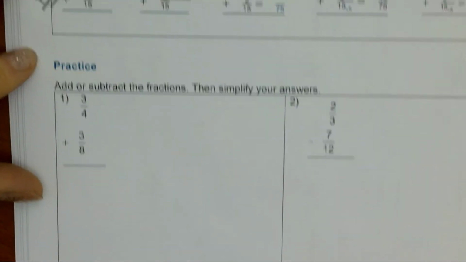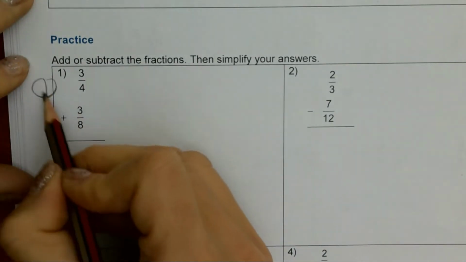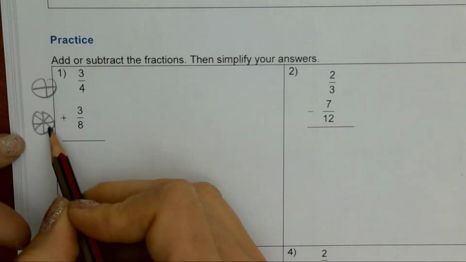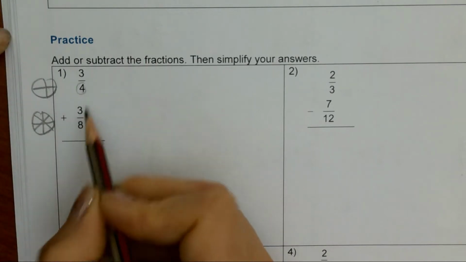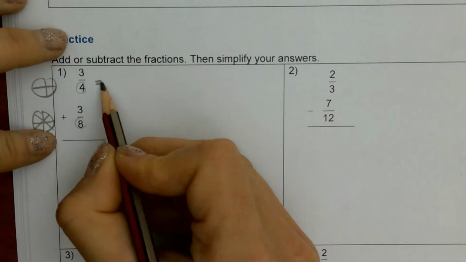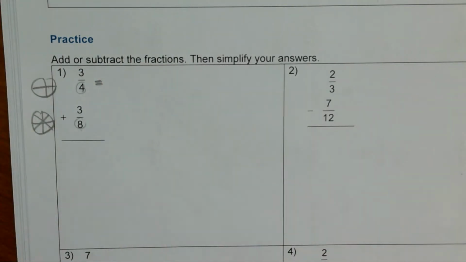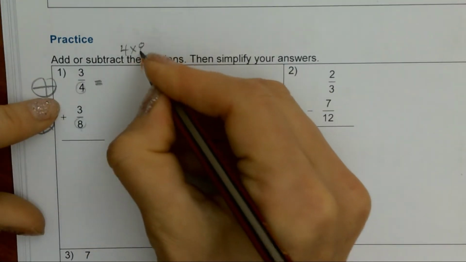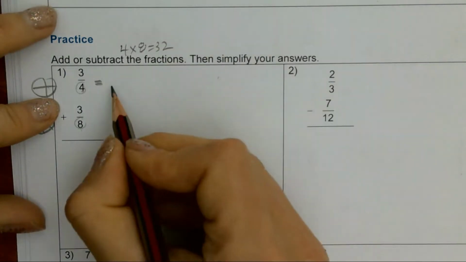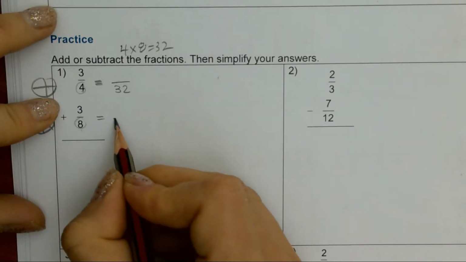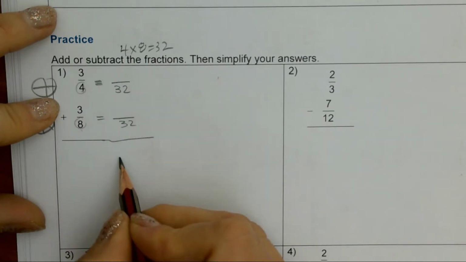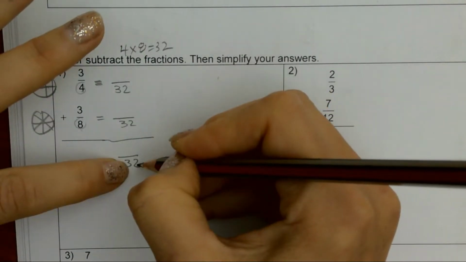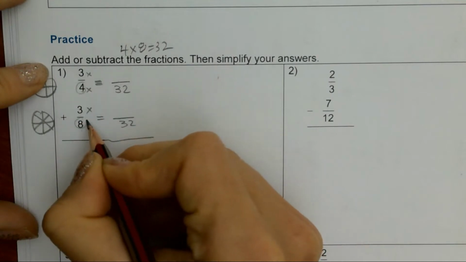Okay, so this cake is cut into 4, and this cake is cut into 8. You see the sizes of each slice? It's different. So the first thing we have to do is make these the same. In order to make them the same, we look at the denominators, 4 and 8, and we multiply them. 4 times 8 equals 32. So then we make a new denominator. We also put it for the answer as well, because the cake is cut in 32, 32, and 32. Then we have to multiply, multiply, multiply, multiply.